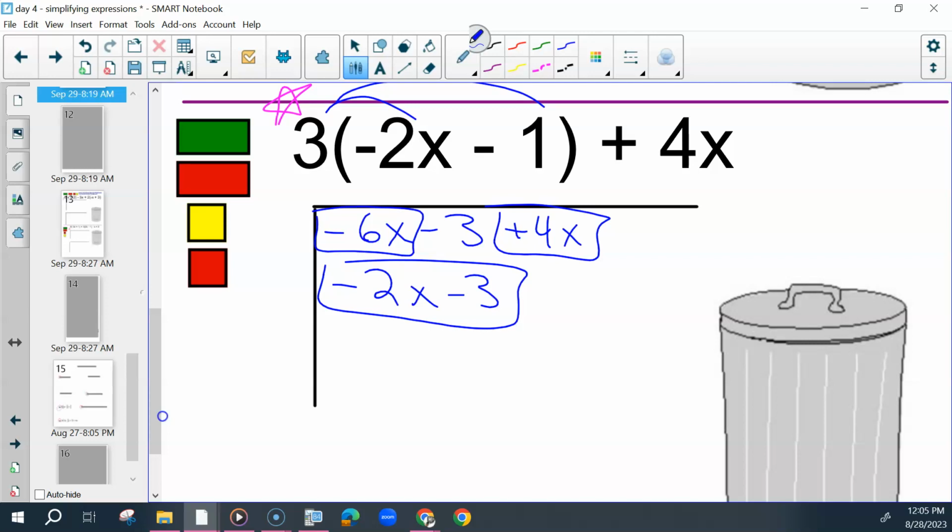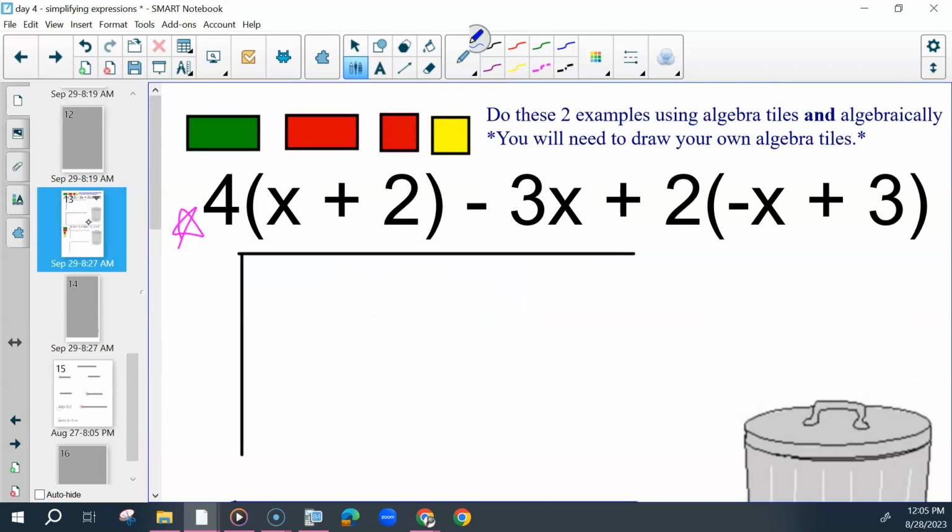Alright, next page. It is a lot, but I believe in you guys. We can do it. Alright, so we're going to distribute twice at the same time. What would the first one be? Plus, not 6, but 8. There we go. Make sure you're multiplying, not adding. And then bring down that negative 3x. And then what would the last part be?